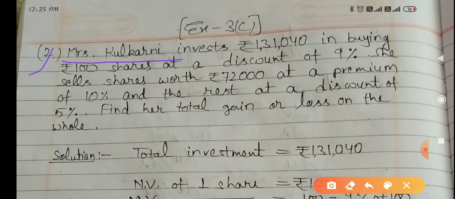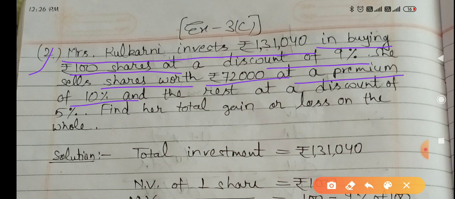Mrs. Kulkarni invests rupees 1,31,040 in buying rupees 100 shares at a discount of 9%. She sells shares worth rupees 72,000 at a premium of 10% and the rest at a discount of 5%. Find her total gain or loss on the whole.